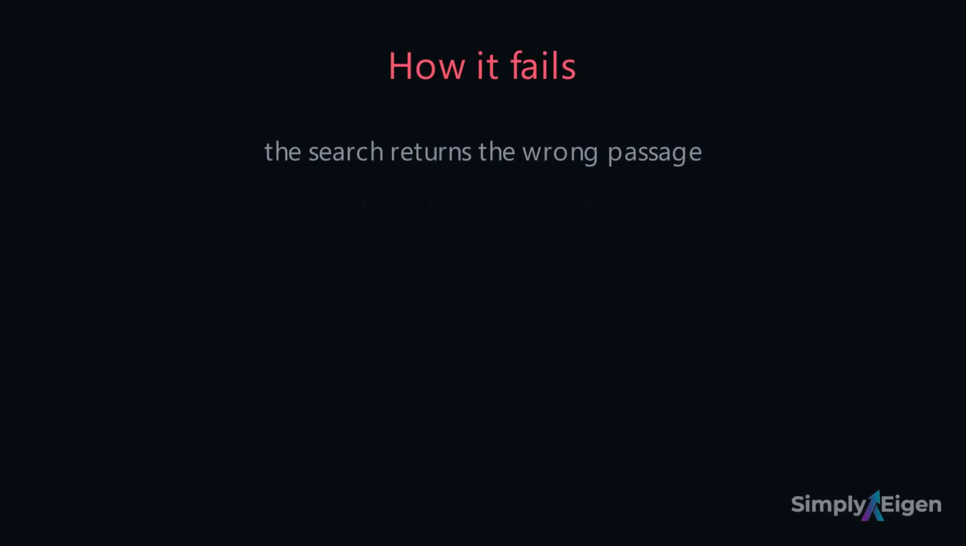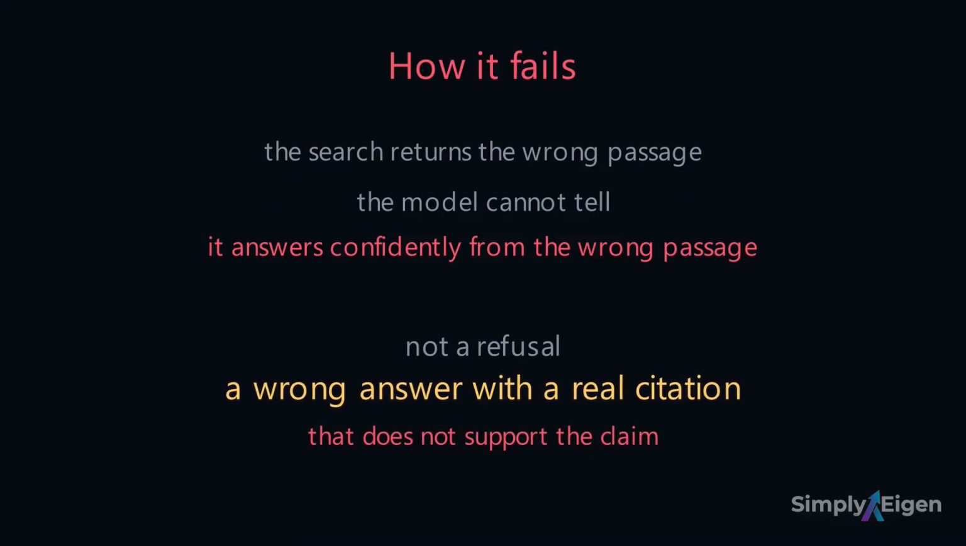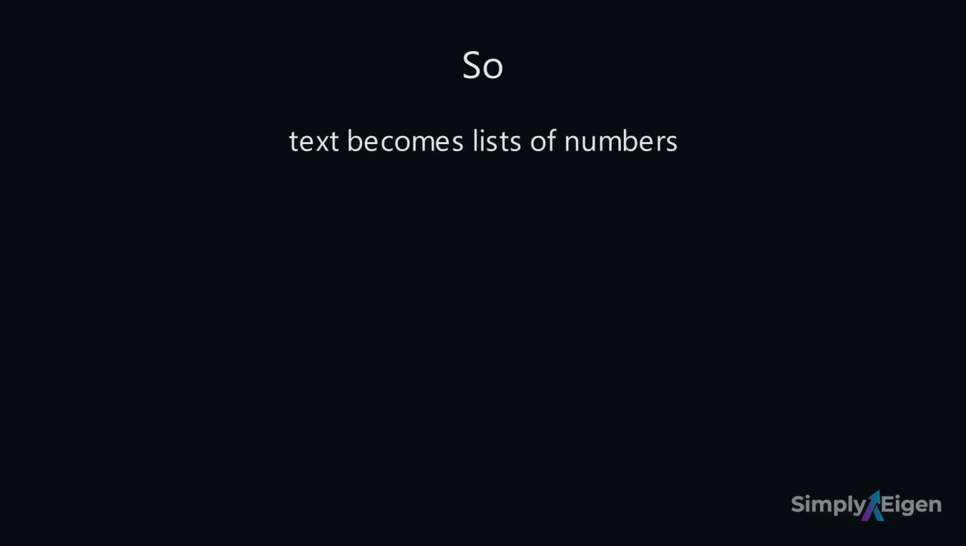If the search returns the wrong passage, the model answers confidently from the wrong passage because it cannot tell the difference. That is why the characteristic failure of these systems is not a refusal. It is a wrong answer with a citation attached to it, and the citation is real, and it does not support the claim.